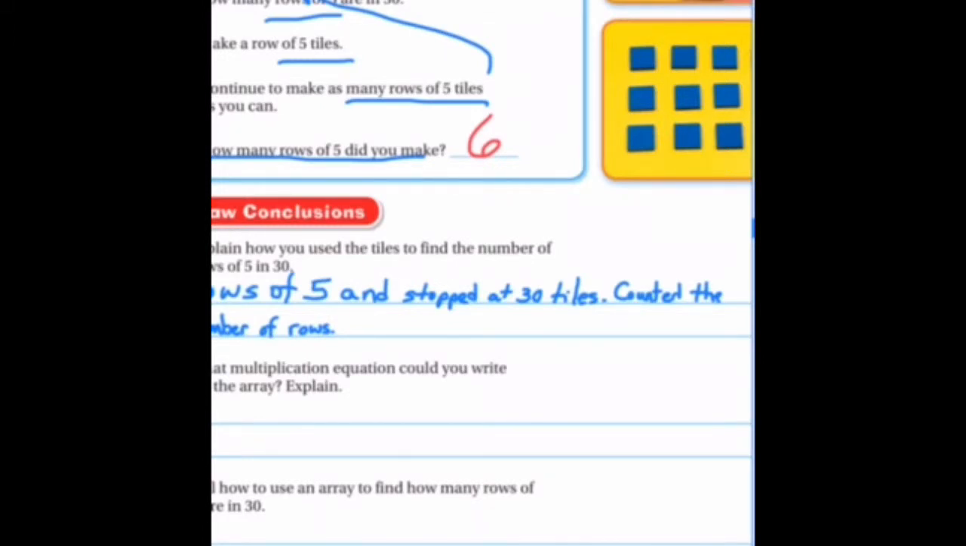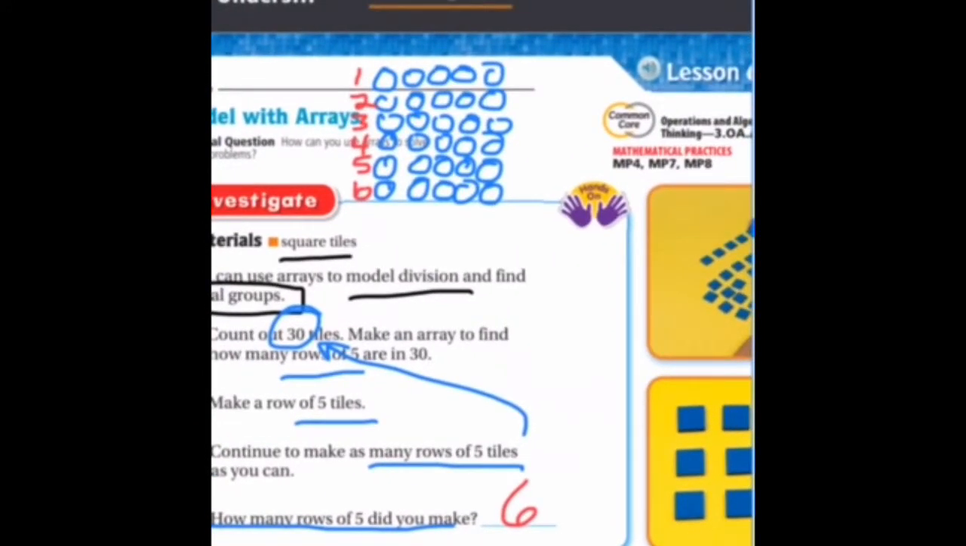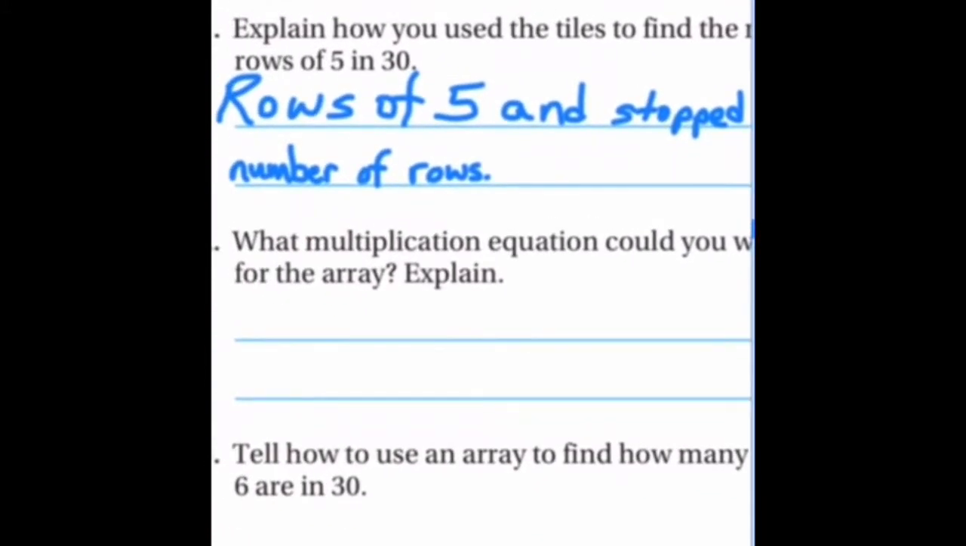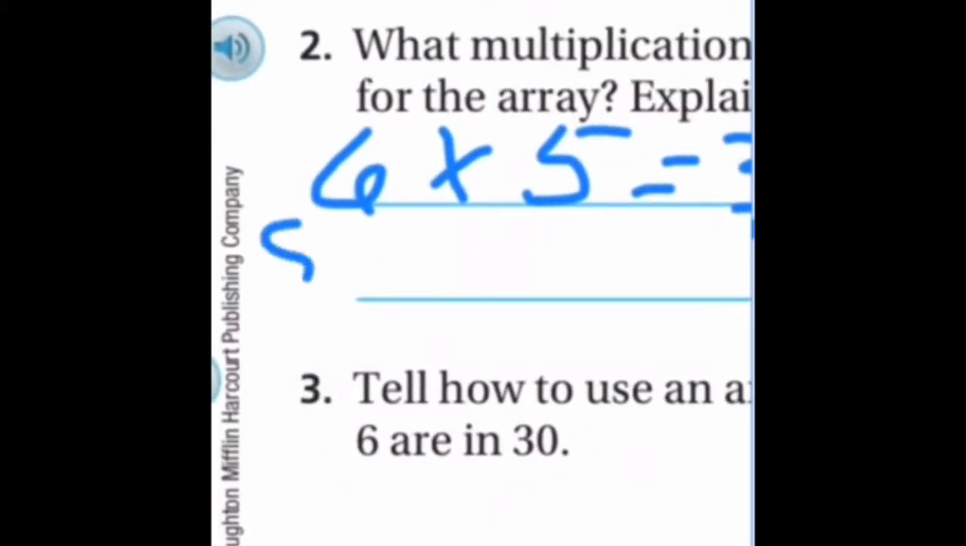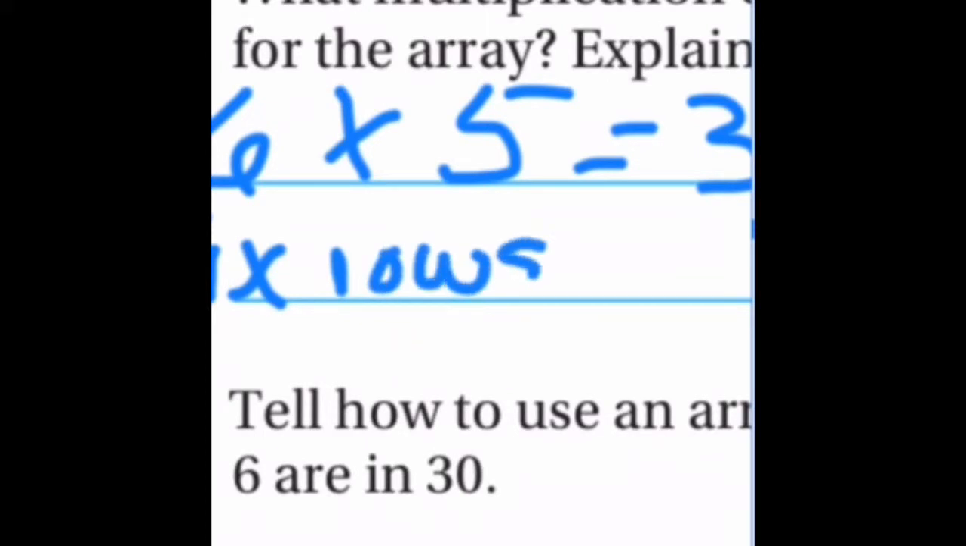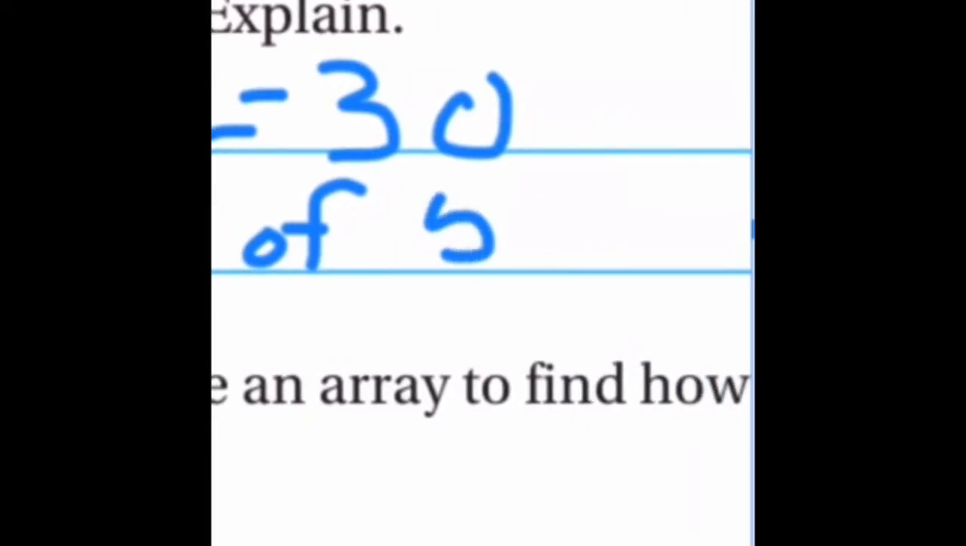What multiplication equation could you write for the array? Well, we look up here, how many rows do we have? We have 6 rows. And how many are in each row? 5 in each row. So my multiplication would be 6 times 5 equals 30. And we know this multiplication sign actually means rows of. So I could write 6 rows of 5 equals 30.